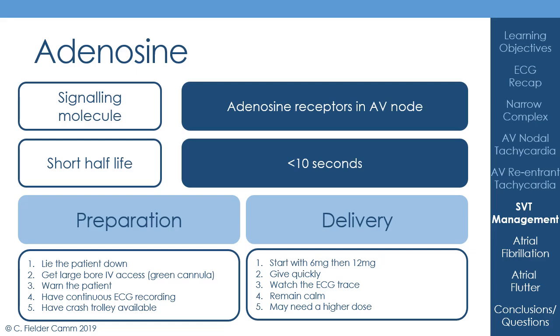Now, if you don't block the AV node, if you still just see QRS complexes the whole time, then you probably need to give a higher dose. I think at the more junior stage, if you've given 6 milligrams and then 12 milligrams and it hasn't worked, you should be getting some additional help at that point, because you can give higher doses, but it also may mean that you need to try something else.